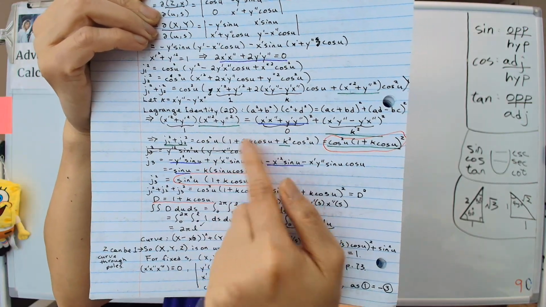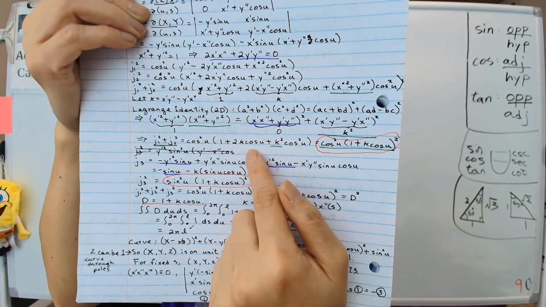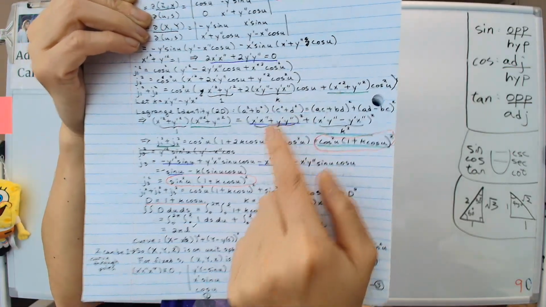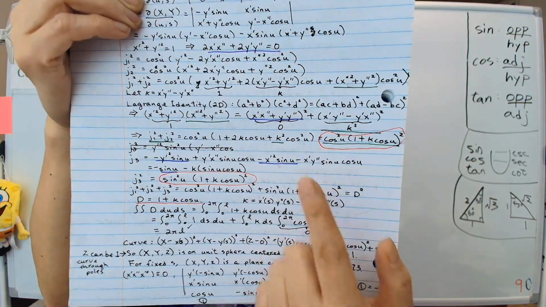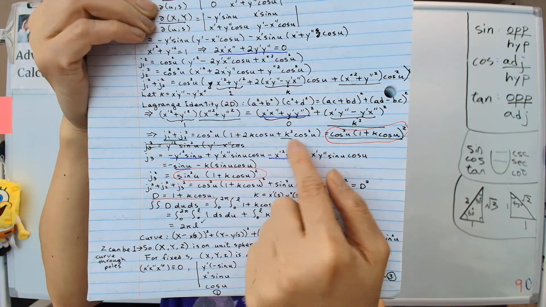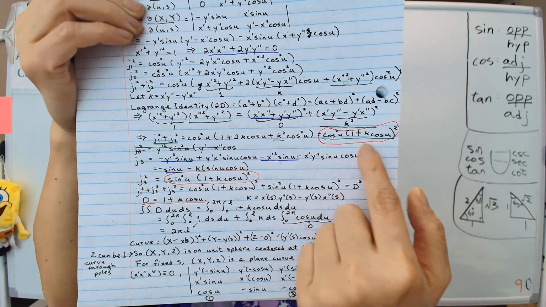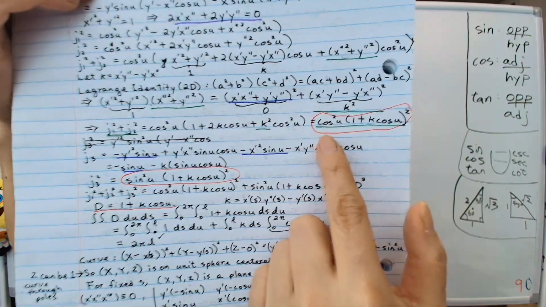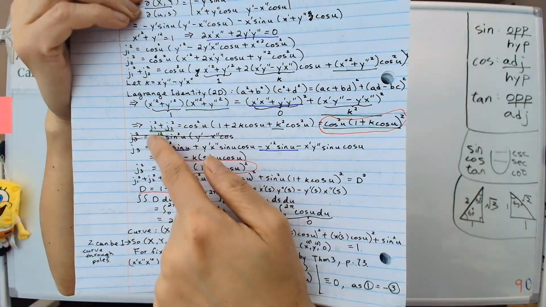So 2 kappa cosine u, following this formula, and then plus kappa squared cosine u squared, which happens to be a perfect square, so we'll turn it into kappa squared. And remember this. Anyway, so this is J1 plus J2.